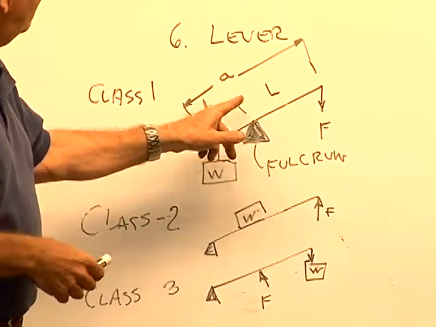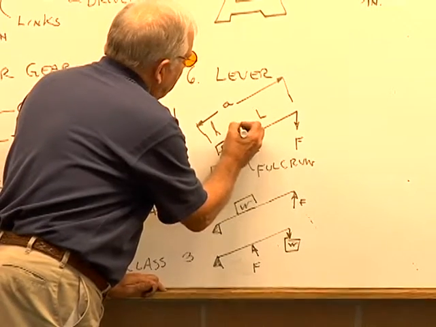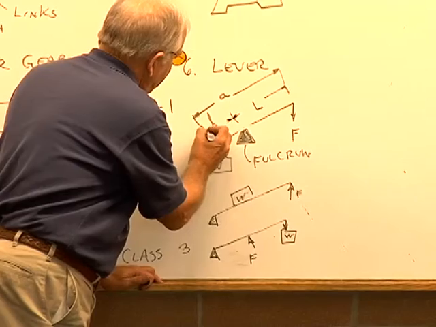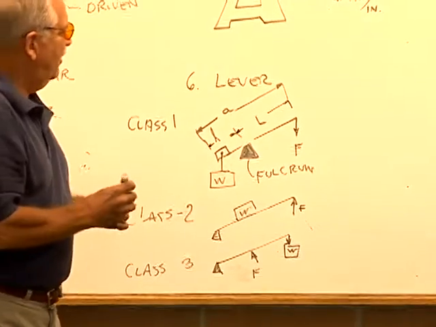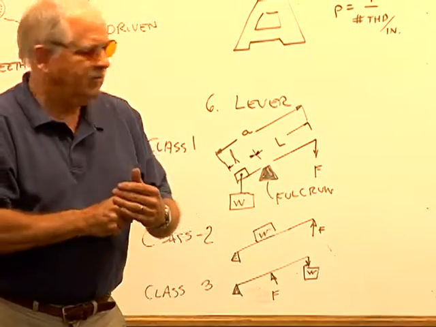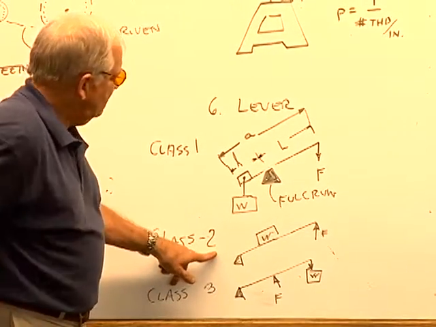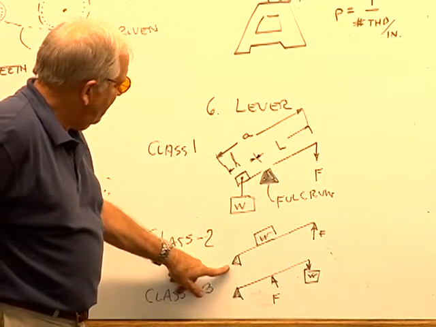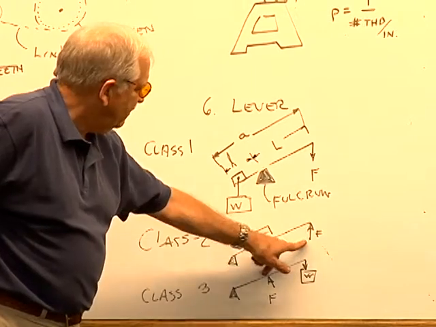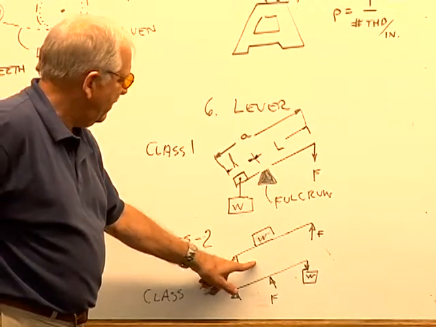So capital L is from the fulcrum to the force, and small l is from the fulcrum to the load. And as we pull on that force, we'll lift the weight on the other side. Now there are a couple other cases or situations that you could use. You could put the fulcrum on the left side with the weight in the middle and the force on the right. This might be a situation where you would encounter with a wheelbarrow.